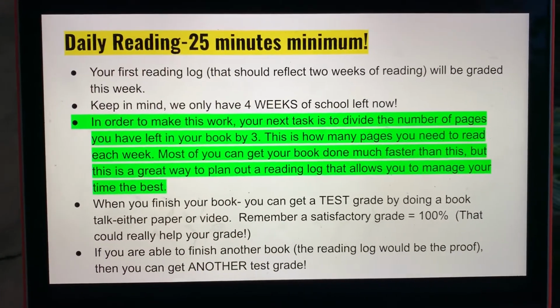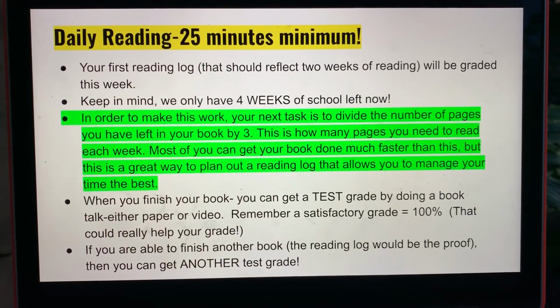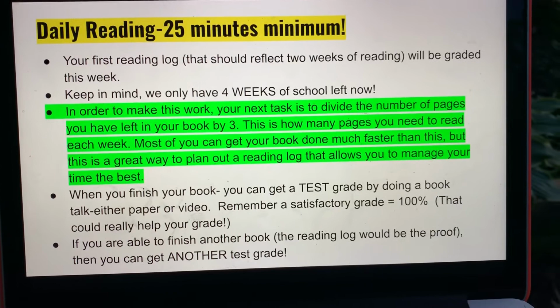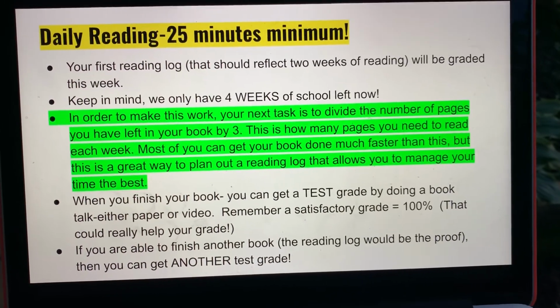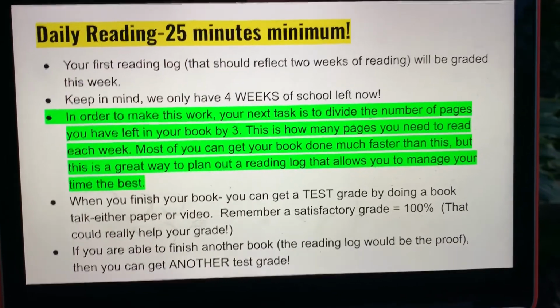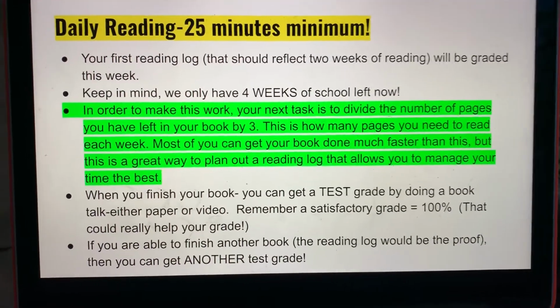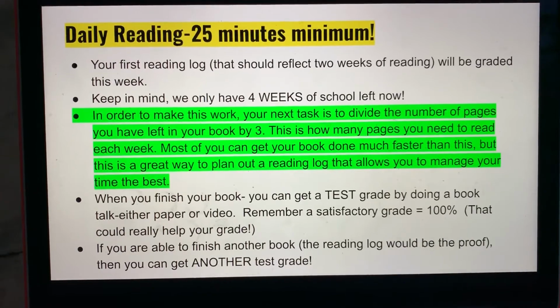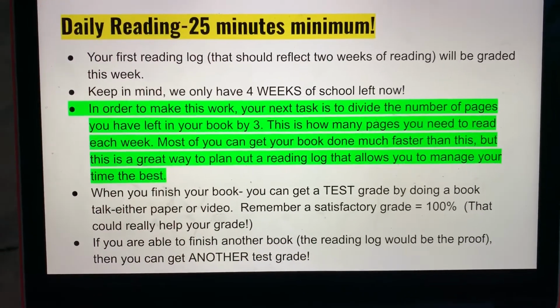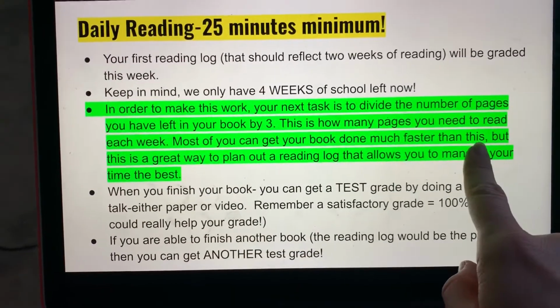All right, so your daily reading is supposed to be 25 minutes minimum. Your first reading log that should reflect 2 weeks of reading will be graded this week. Some of you have sent me them already for me to look over and make sure you're doing it right. But in general, it's not actually due until this week because I'm looking at the first 2 weeks of your reading. Keep in mind, we only have 4 weeks of school left now. So this is super important.